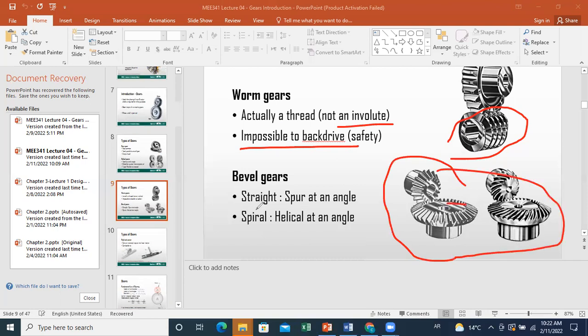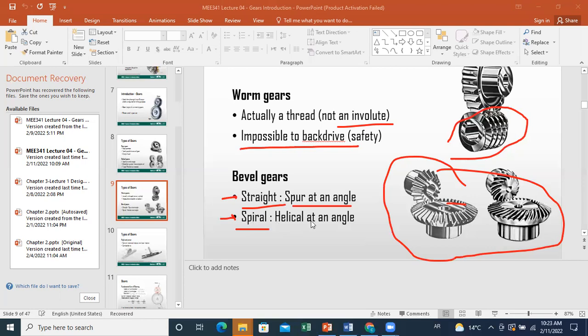You have different configurations. They can be straight and they can be spiral. In the straight case, you have spur gears at a certain angle, so you have a certain angle between the gears. And for the spiral configuration, you have helical gears at a certain angle to each other.